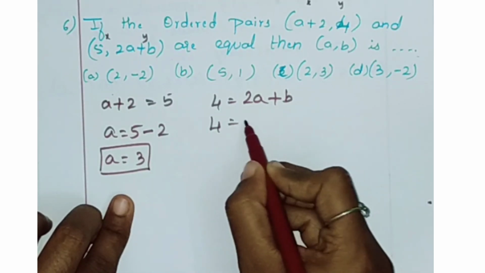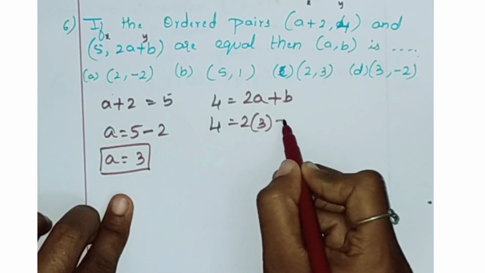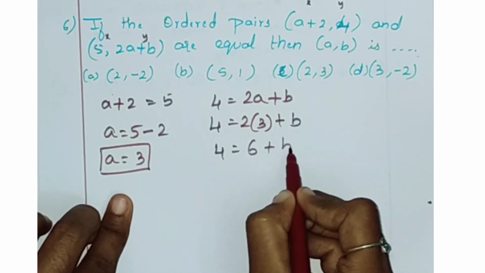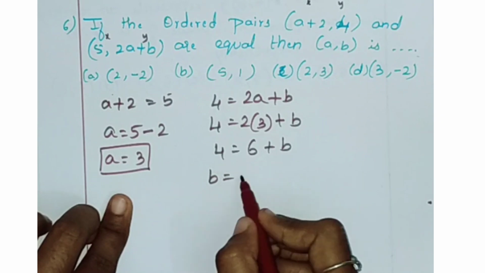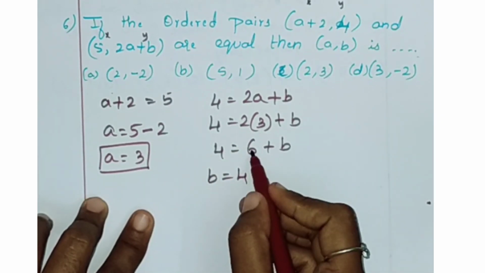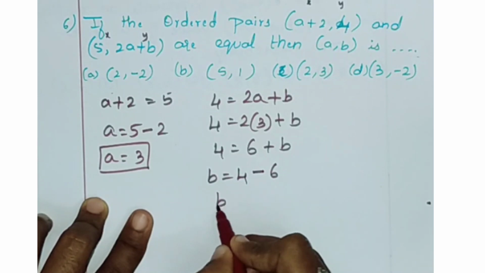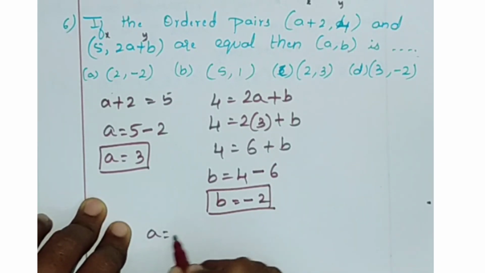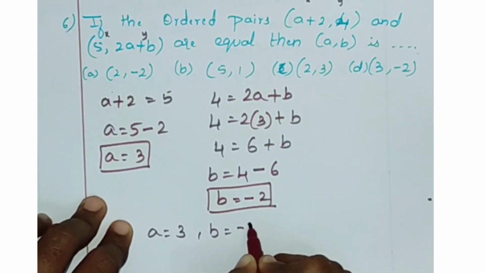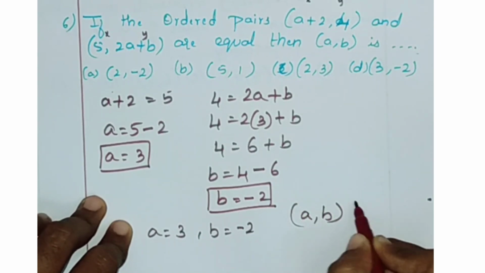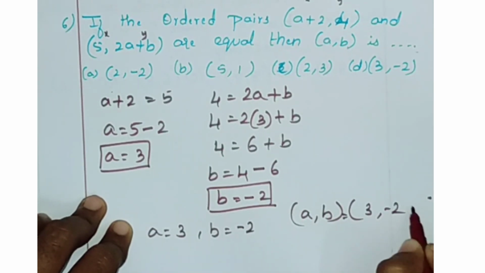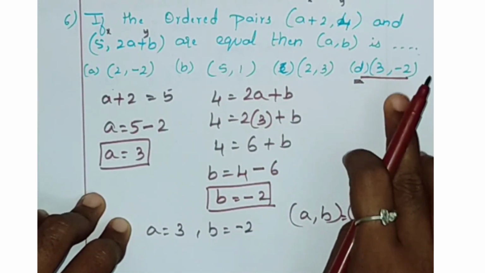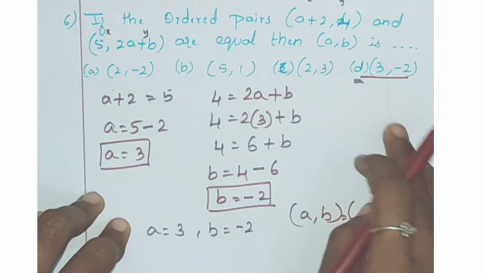Now substitute this a value in this equation and find the b value. So 4 is equal to 2 into a, which is 3, plus b. So 4 is equal to 6 plus b. So b is equal to 4, shift this plus 6 to that side, which becomes minus 6, so the answer is minus 2. b is equal to minus 2. So a is 3, b is minus 2. So (a, b) is (3, -2), which is answer D. The fourth option is the right answer. Okay, now we'll see the next sum.